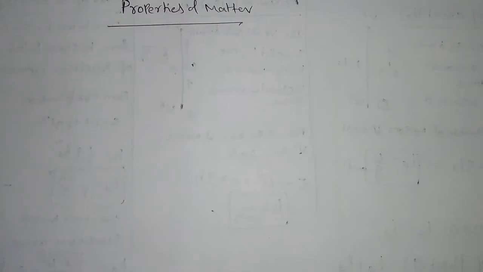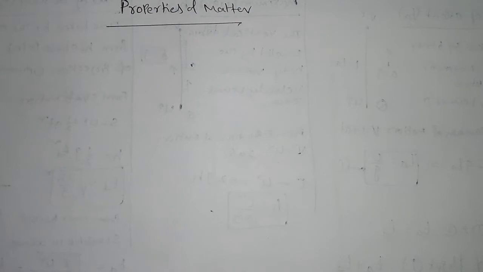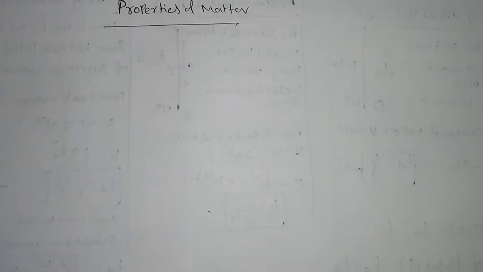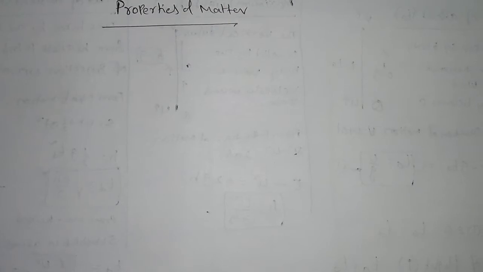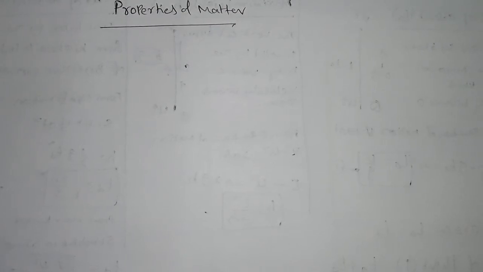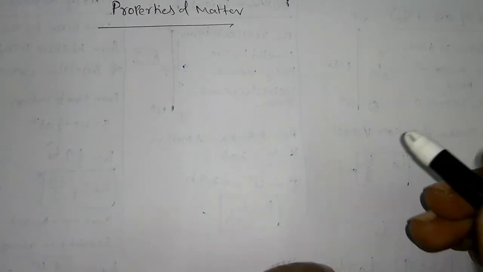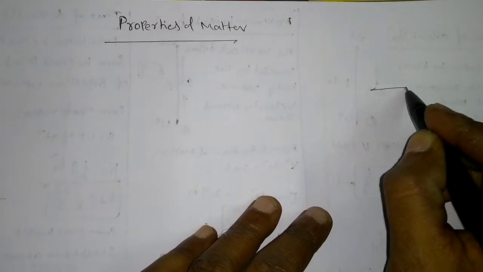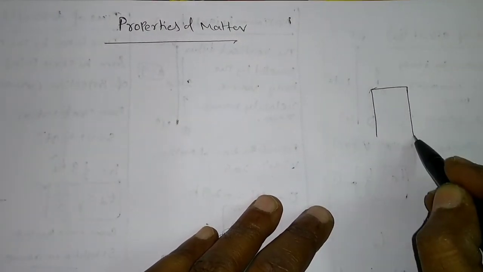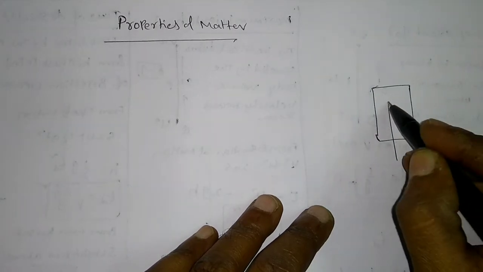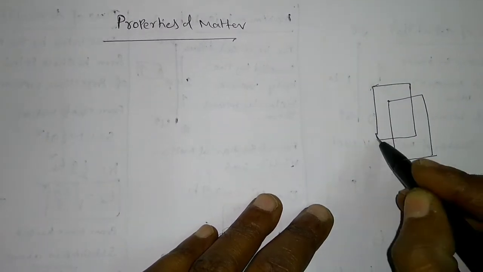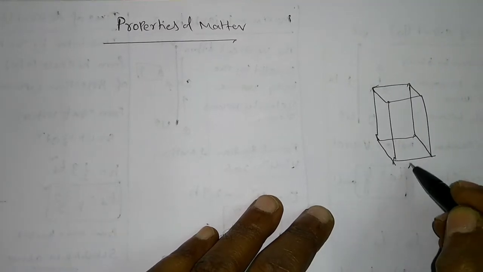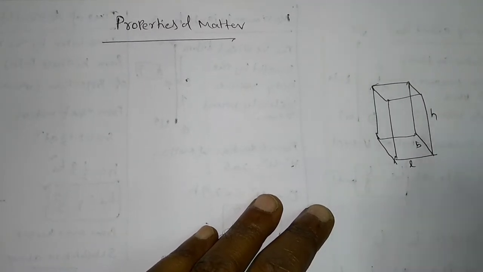Hello, good morning students. Today our topic is properties of matter in solids. Now generally in this topic, if you take a solid, say for example I am considering a cuboid. Let us say this is a cuboid, which is having the length, breadth and height.